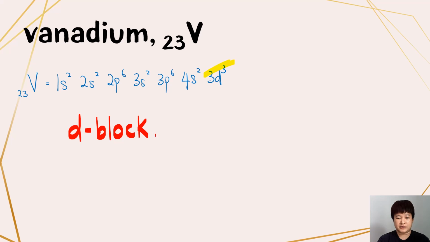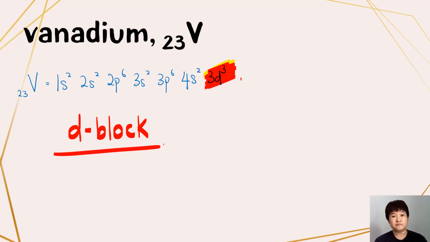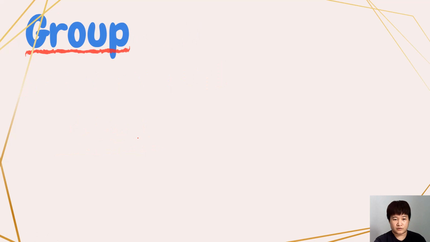Therefore, vanadium will be in the d block because the last electron that you put in is in the d orbital. Simple. Alright, and that's it about block. And now we move on to your group.